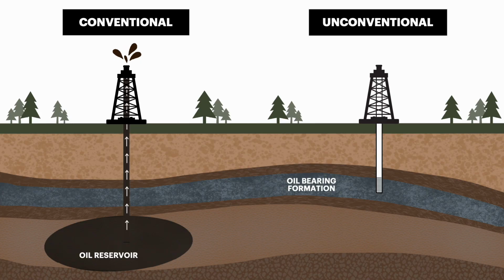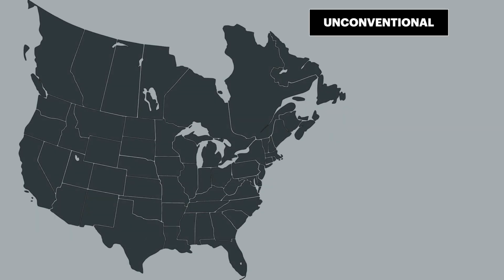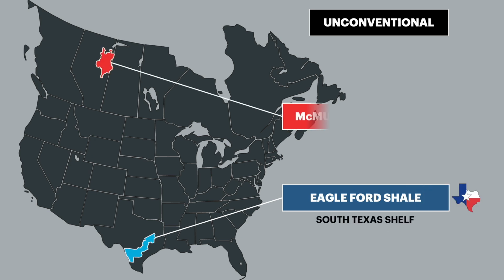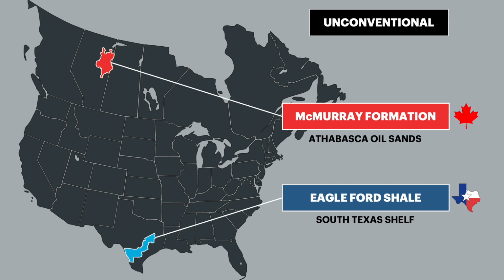Let's look at two very different unconventional formations: the Eagle Ford Shale in southern Texas and the McMurray Formation, which is contained in the Athabasca oil sands. Both are unconventional oil deposits, but for very different reasons.